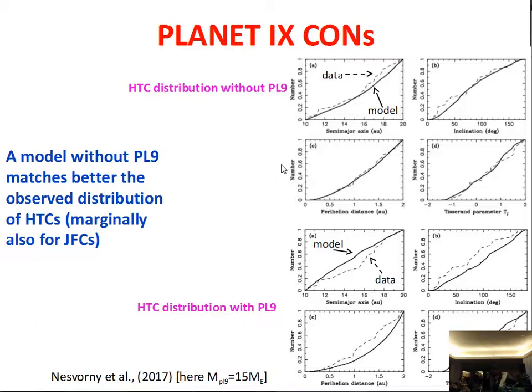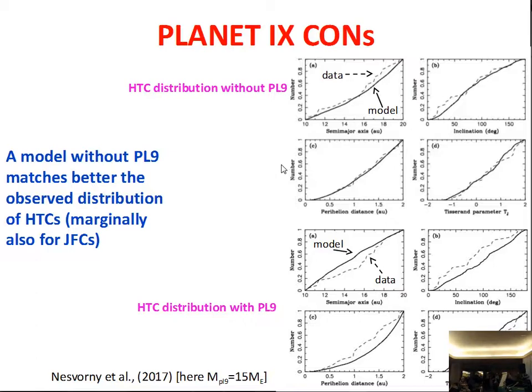Right? Halley types go very far. So they really go into the region of planet 9. And then, as you can see, the comparison between the model and the data spoils a little bit. And to my knowledge, this is the only argument against planet 9 existing today.